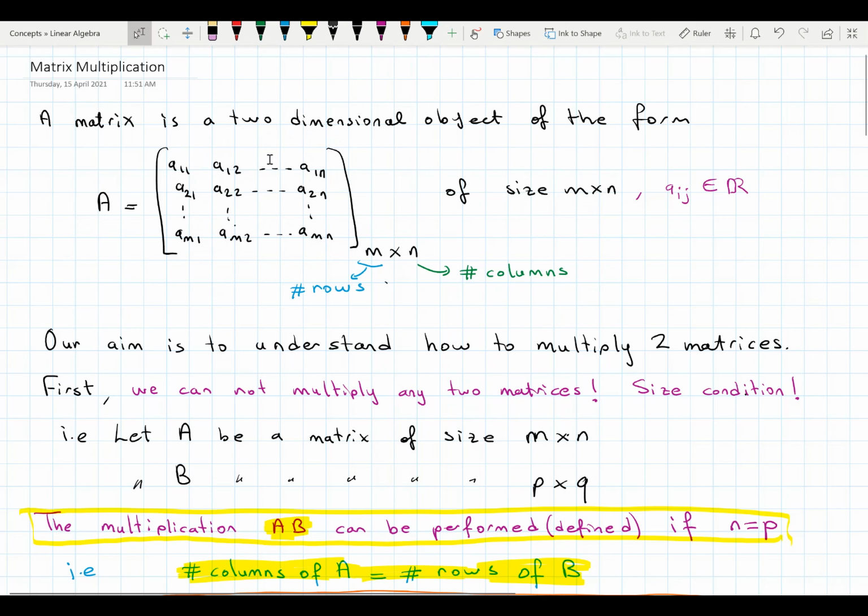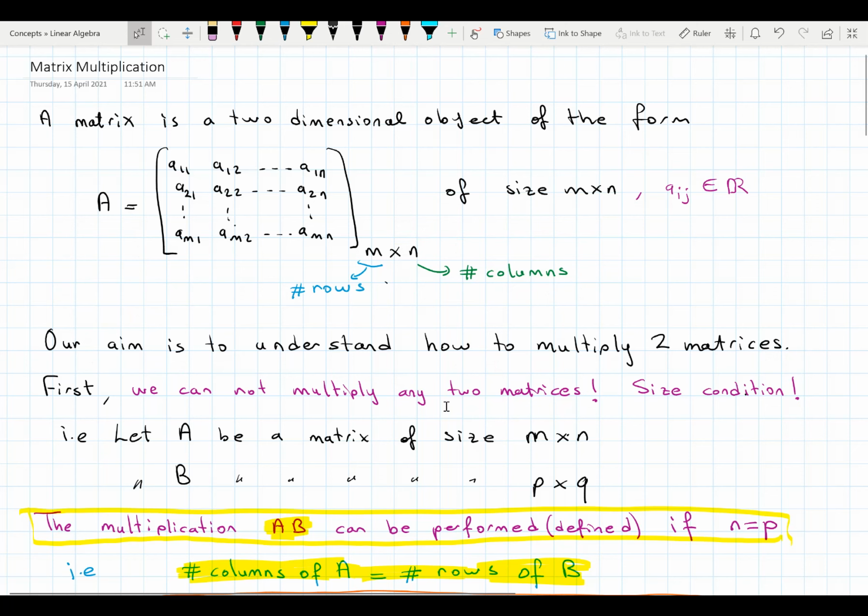What are the Aij, all these numbers? It could be a real number, could be a complex number, whatever your universal set is that makes it possible to construct an object like this. This is important: m is the number of rows and n is the number of columns. Our aim is to understand how to multiply two matrices.